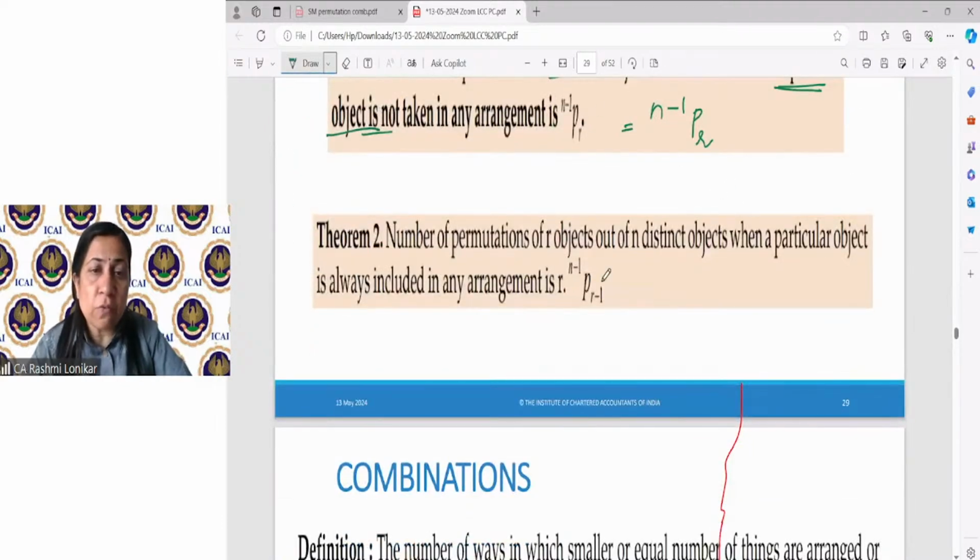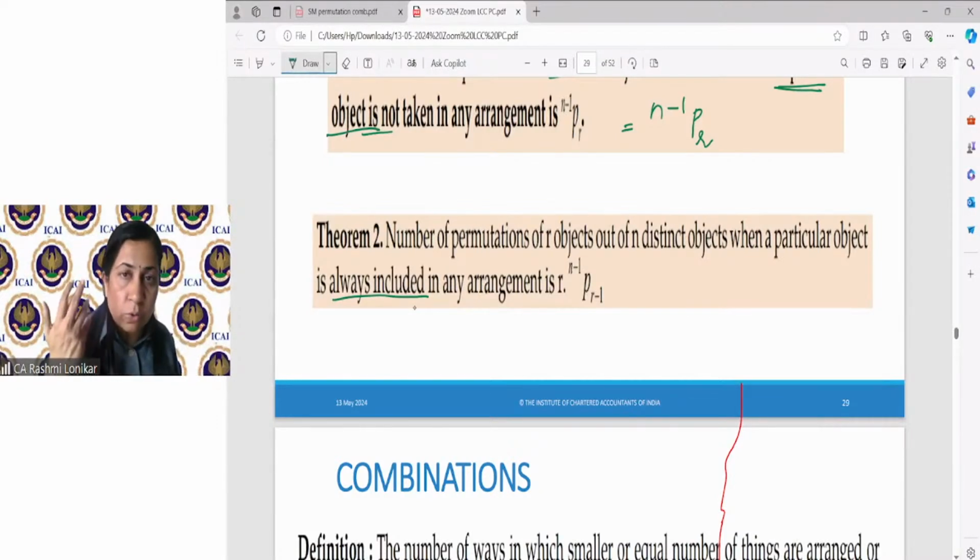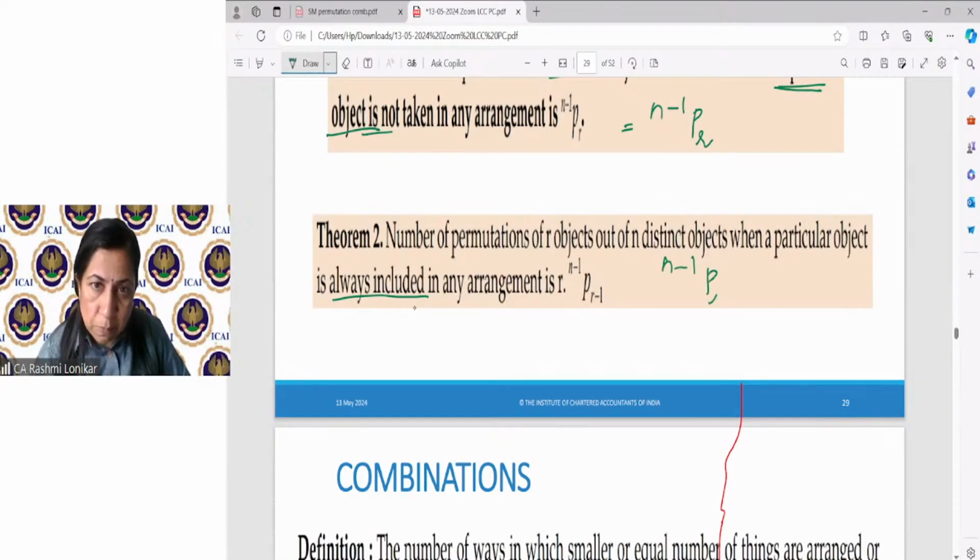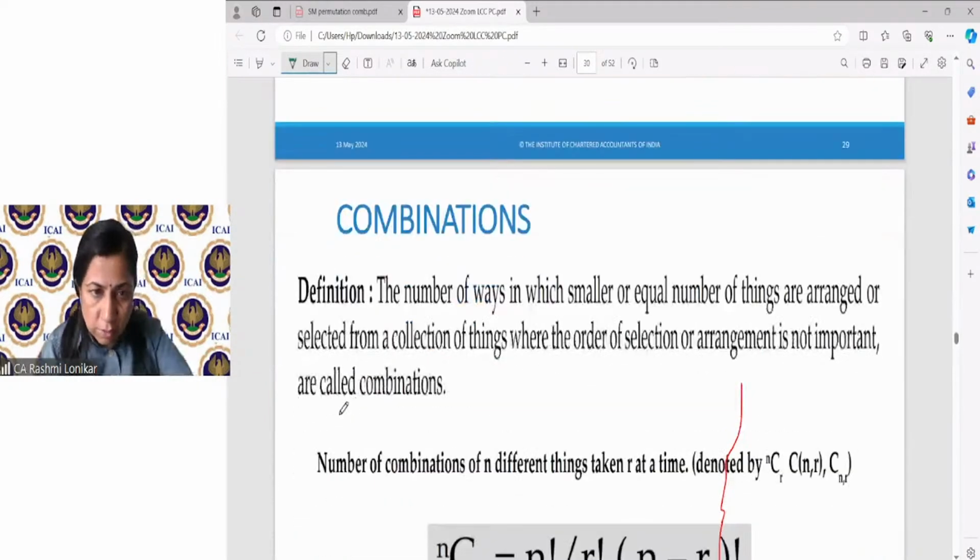Number of permutation of R objects out of n when a is always included. What was it in the earlier case? One was not to be taken at all. Now they are saying that one has to be given a prize definitely. Suppose one has to be given a prize definitely, that one is fixed. So what will it become? n minus 1 P r minus 1. Okay, n minus 1 P r minus 1. Okay, you also use this while solving the problems, but at least you must know it from the theory point of view, that you must understand.